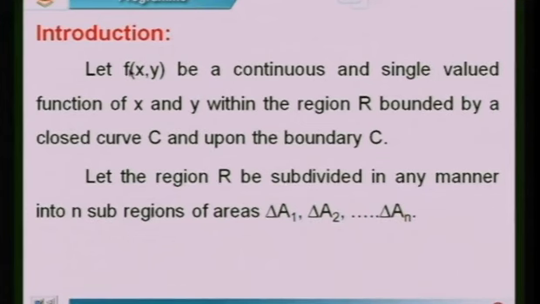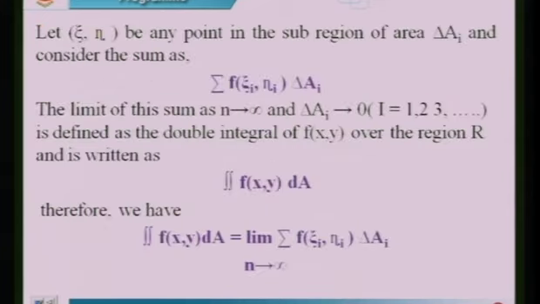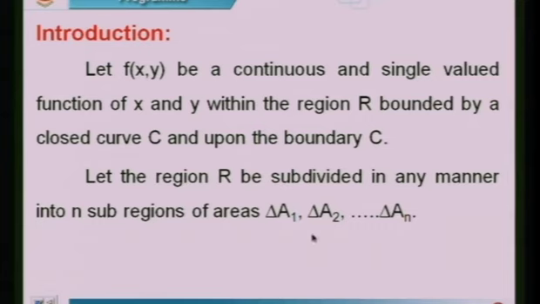Here, for my convenient discussion, I consider a function which contains two variables, that is f of x y, a continuous and single valued function of x and y within the region R bounded by the closed curve upon the boundary C. Here we consider this region is subdivided into many other regions, and we denote them as delta A1, delta A2, likewise delta An, the total area. In the next one or two slides I will show the figure, and in that figure I will explain the sub-regions.